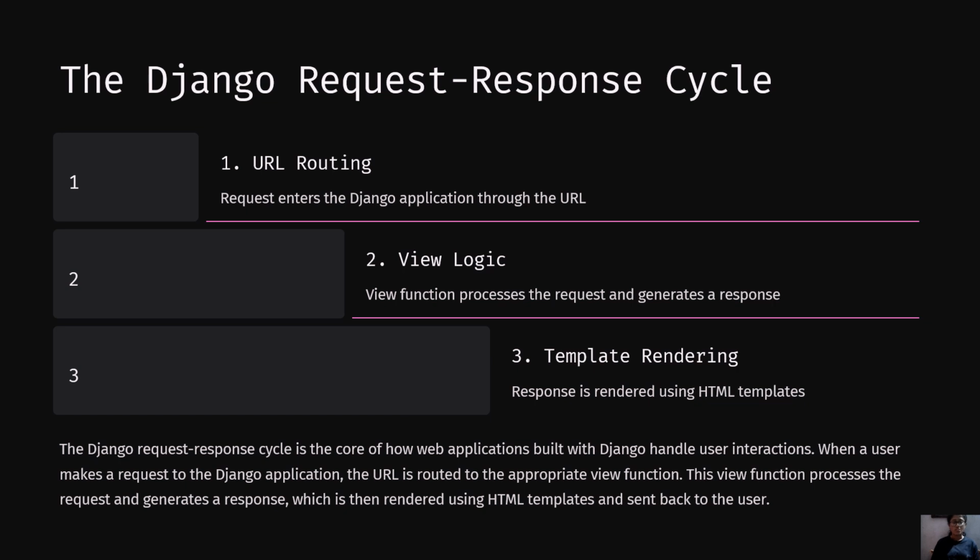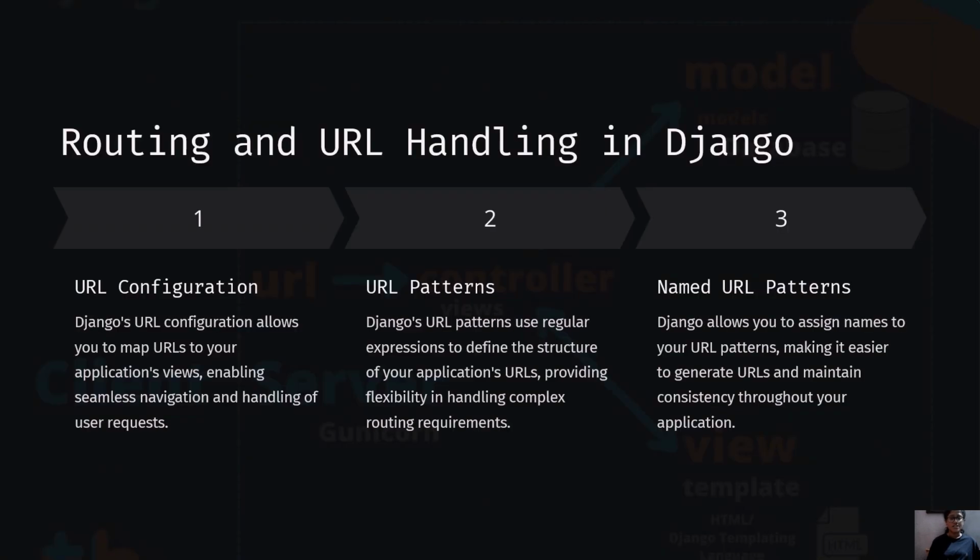The Django request response cycle is the core of how web applications built with Django handle user interactions. When a user makes a request to a Django application, the URL is routed to the appropriate view function. This view function processes the request and generates a response, which is then rendered using HTML templates and sent back to the user.